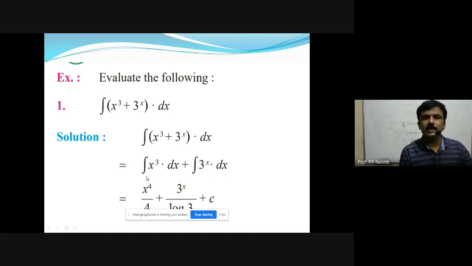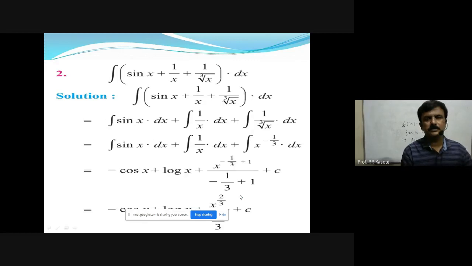And to find the integral of both, we have two standard formulae. The integral of x raised to n we write as x raised to n plus 1 upon n plus 1, and the integral of a raised to x we write as a raised to x upon log a. With the help of those results, which we saw in the previous slide, we'll find the integral of these two. So the integral of x cube is x raised to 4 upon 4, plus the integral of 3 raised to x, which is 3 raised to x upon log 3, plus c. Let us not forget to write this plus c at the end.